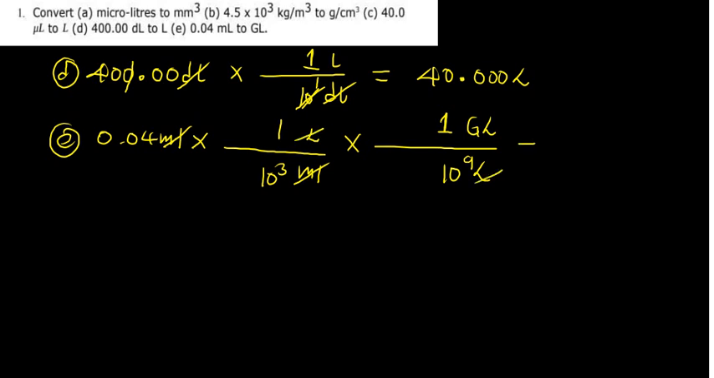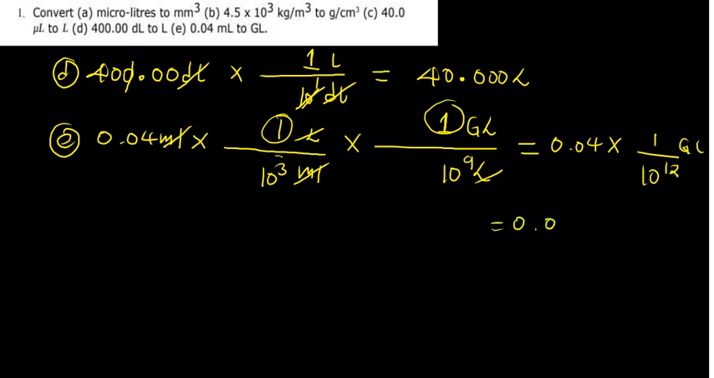Therefore, the answer is going to be, now you can see that in the denominator, this 10 to the power 3 will multiply with the 10 to the power 9. When numbers of the same base are multiplying, just add the powers. So this will be 3 plus 9, which is 12. And therefore, we're going to have 0.04 times 1 over 10 to the power 12. This is in gigaliters. Of course, I can also write this as 0.04 multiplied by 10 to the power negative 12, taking the 10 to the power 12 from the bottom to the top.